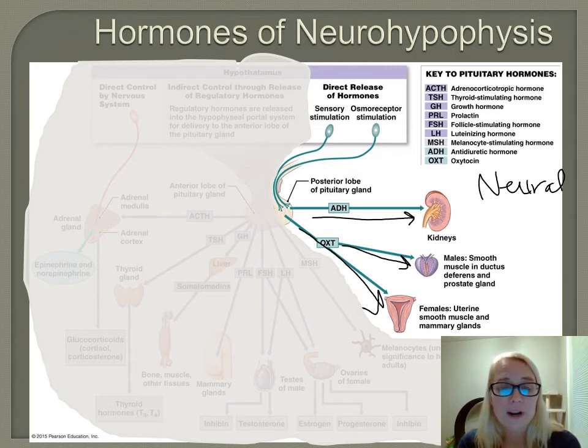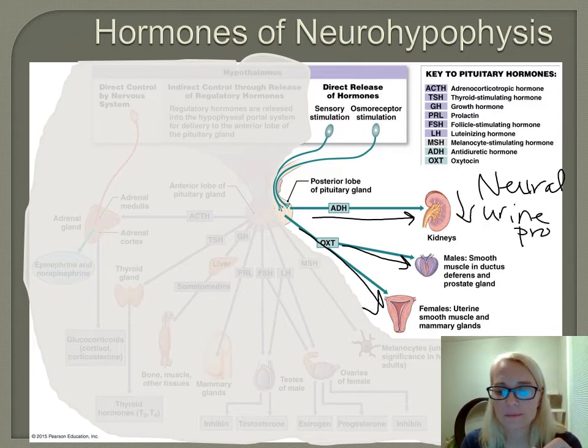Well, ADH stands for antidiuretic hormone. So it reduces urine production, okay? Which is going to decrease blood pressure and increase blood volume, because you're not peeing out as much water.